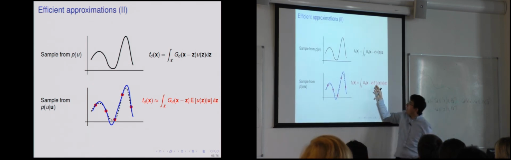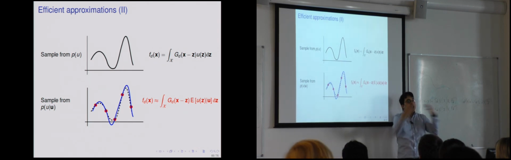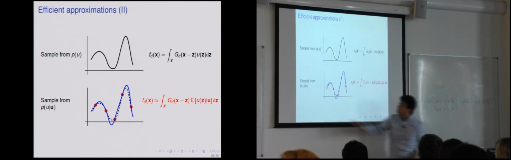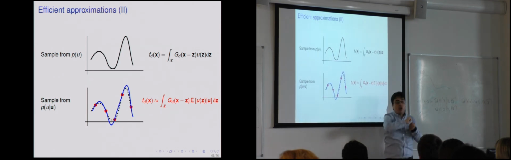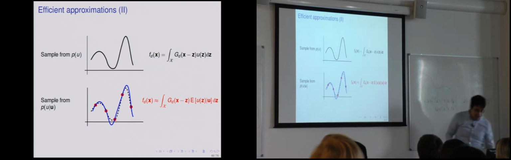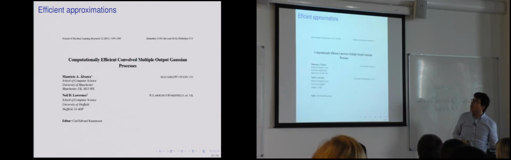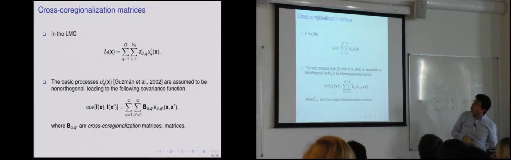And why is this sensible to do? Because if your underlying process is sufficiently smooth, you only need to know some points of that process to find out the shape of the whole process. And then this also leads to low rank approximations. There is a paper where you can look at those approximations. Variations of the linear model of coregionalization.